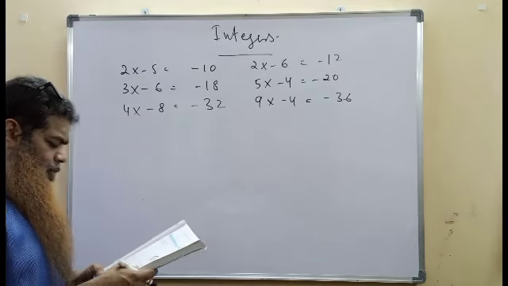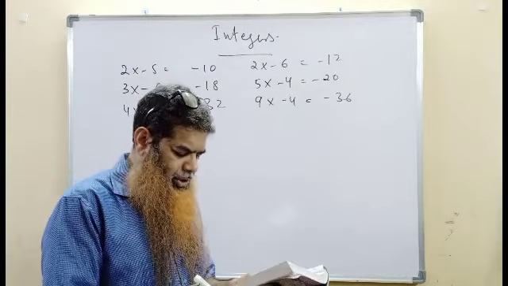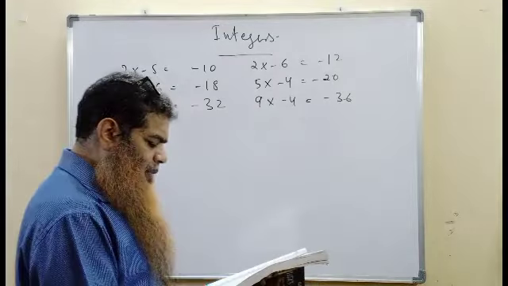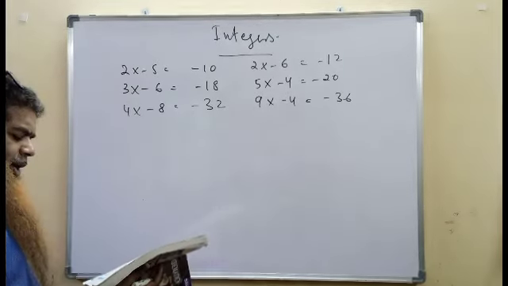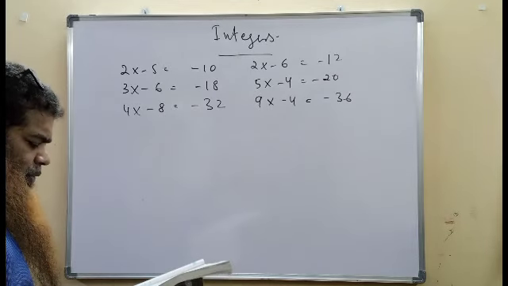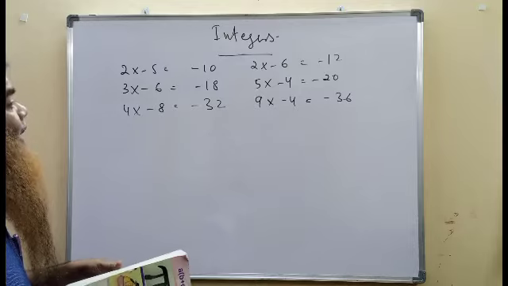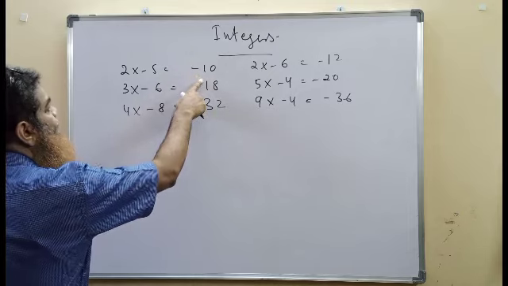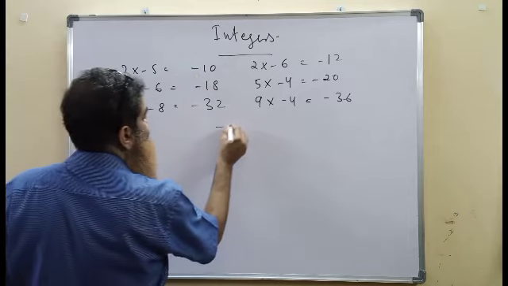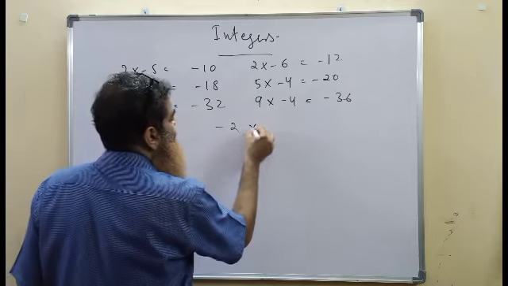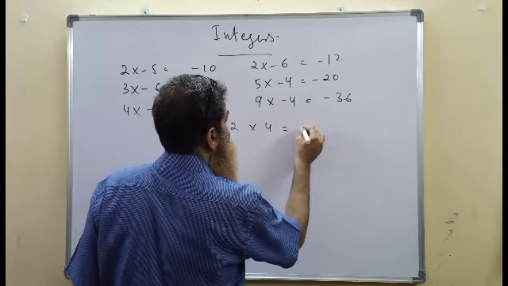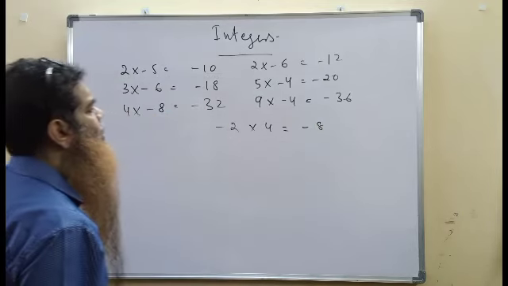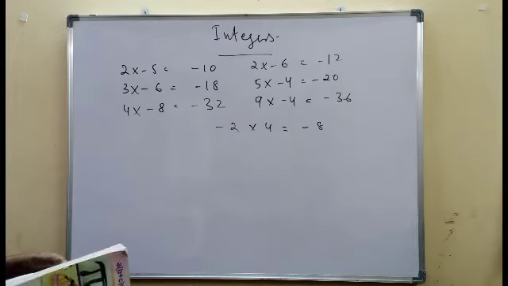From the above examples, you would have noticed that the product of a positive integer and a negative integer is always a negative integer. I repeat, from the above examples, you can deduce the product of a positive integer and a negative integer is always a negative integer. We have one positive integer and one negative integer, and the result is a negative integer. If we have a negative integer on the left side and a positive integer on the right side, still the result will be negative. 2 fours are 8, minus 8. So the product of a positive integer and a negative integer is always negative.